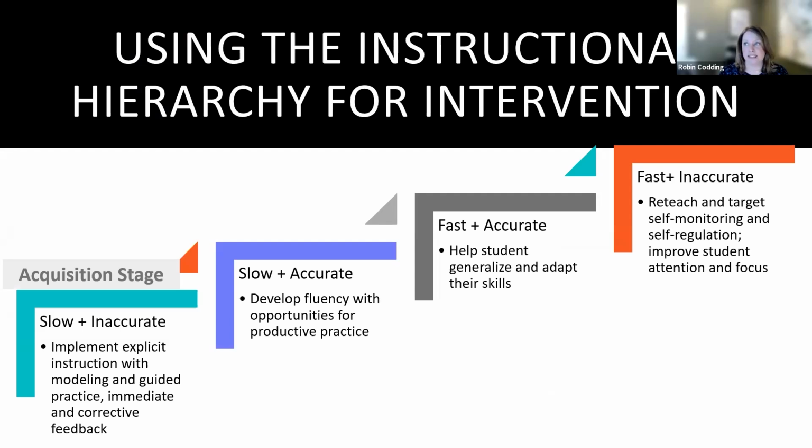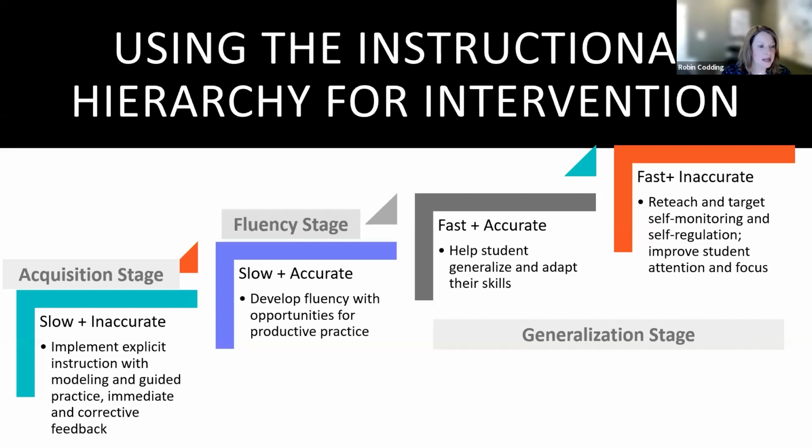So to take this a little bit further with the instructional hierarchy, if a student is falling in the acquisition stage, they are going to demonstrate slow performance that is inaccurate. And the instructional strategies that align are implementing explicit instruction with modeling and guided practice and immediate and corrective feedback. For the fluency stage, we're talking about students that show performance that is very accurate, but is still slow. So they really need focus on developing fluency, which we can do with opportunities for productive practice. And then when it comes to generalization, we might need to help students engage in self-monitoring and self-regulation or improve student attention and focus, or just help them make the direct connection between the skills they know and the skill that they're being asked in the classroom.